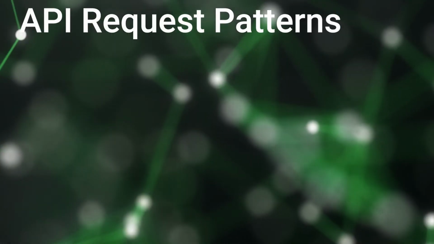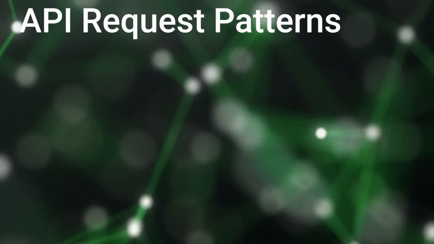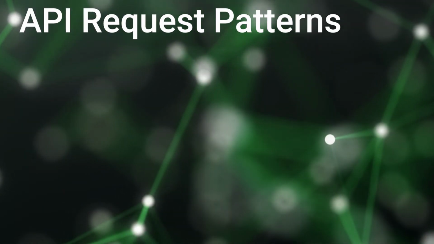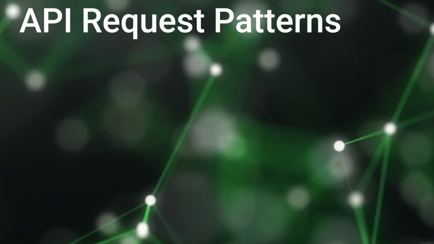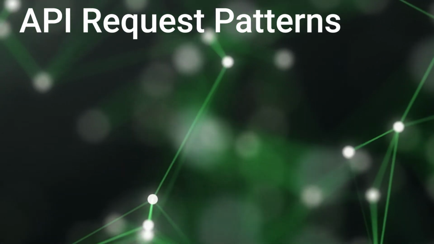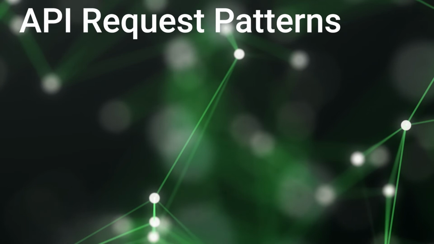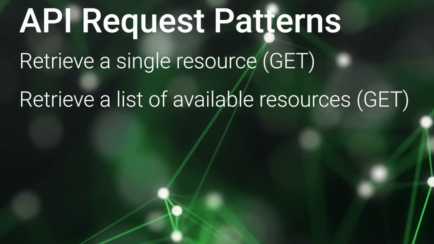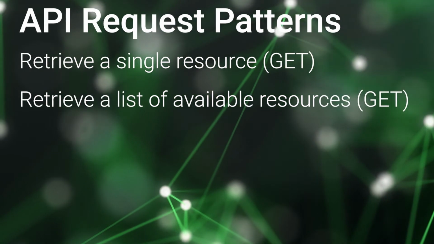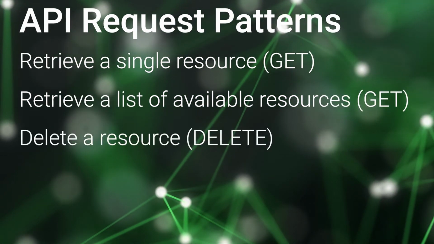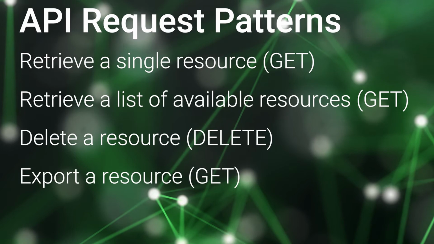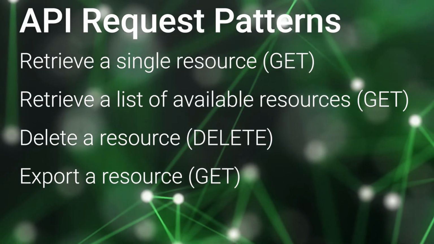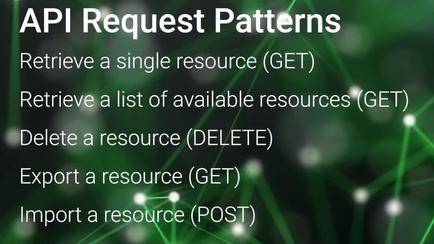There are 5 basic request patterns, which apply to most of the Matillion API endpoints, and these are based on the HTTP methods. The basic request patterns are: retrieve a single resource, GET; retrieve a list of available resources, GET; delete a resource, DELETE; export a resource, GET; import a resource, POST.